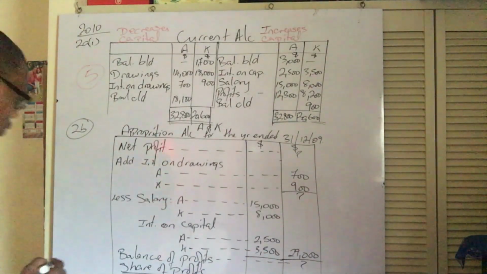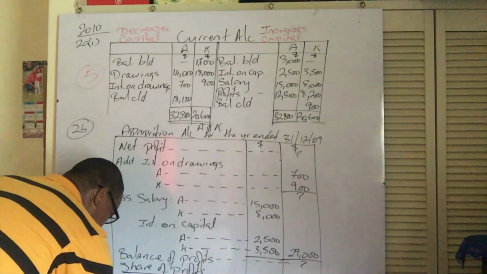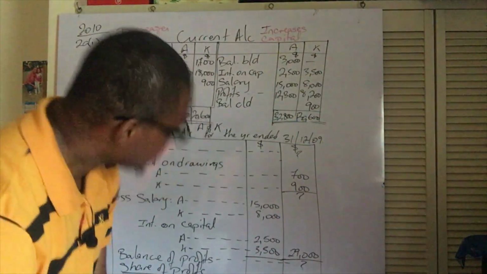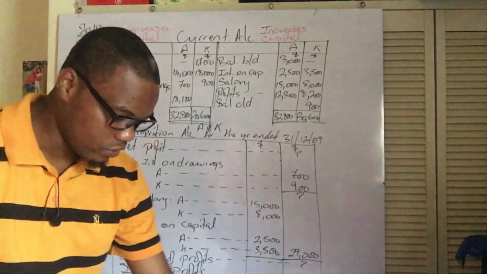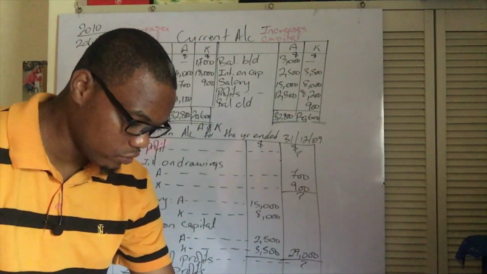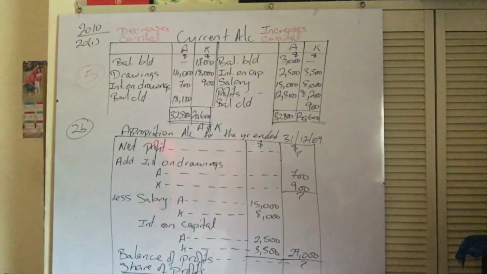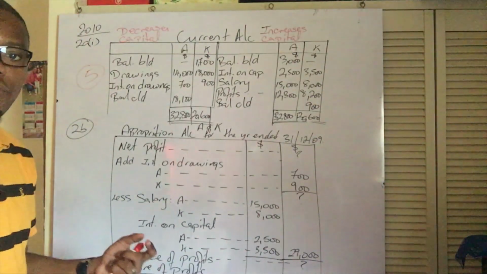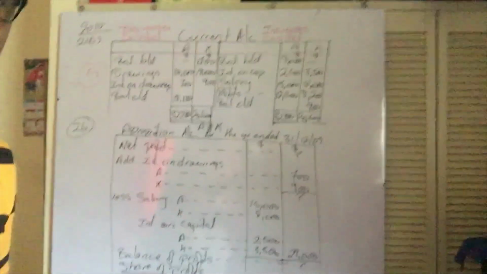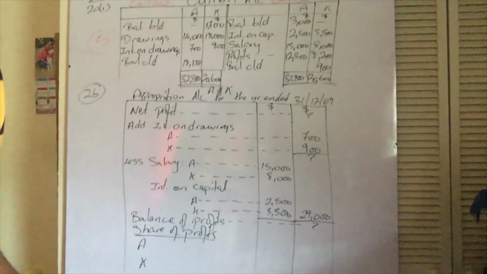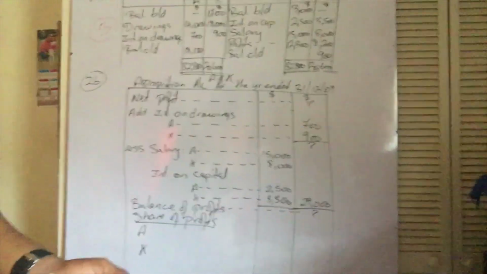So the share of profits, we know that Angel, the question, right, we didn't have to work it out. The question gave us how to work it out, 3 to 2, right? So let me work it out, show you guys, just in case. But we don't have to work it out. Let me just put down my hand a little bit.